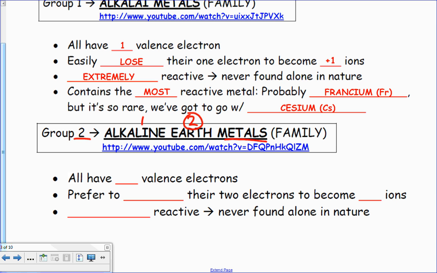All of these elements have 2 valence electrons, and they prefer to lose those valence electrons to become positive 2 ions. Why positive? Because when you lose an electron, you become more positive, because electrons have negative charge. These are fairly reactive, and therefore we never find them as pure elements or alone in nature. These are the types of elements that make up many of the rocks and minerals that you have studied in earth science. But they're compounds in rocks and minerals and are never really pure by themselves, because they are fairly reactive.